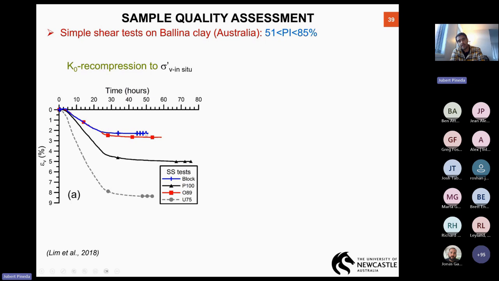So the block sample only requires 2% volumetric deformation to recompress to the in situ stress. The same for the fixed piston sampler. But if you use the Shelby tube, you need to recompress it up to more or less 9%. So large compression, therefore your sample is bad quality.